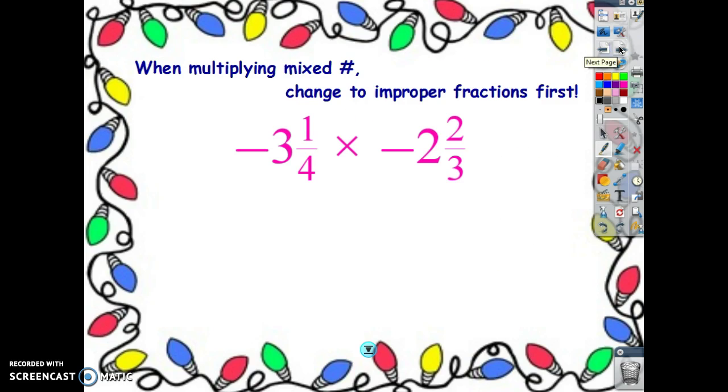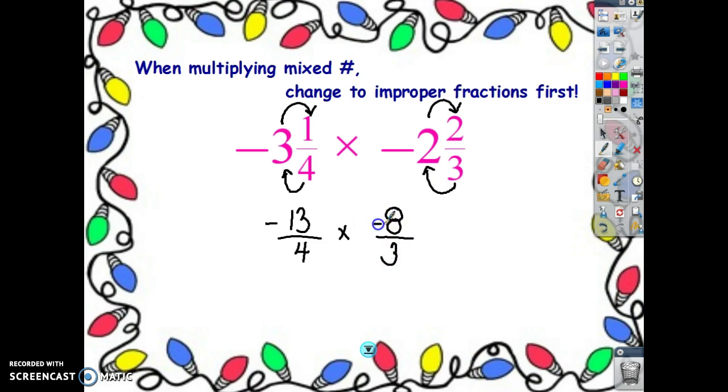Okay, so now when multiplying mixed numbers, we have to change them to improper fractions first. So I call it get mad. You multiply and you add, and then you don't forget the denominator. So 4 times 3 is 12, plus 1, 13, and don't forget that denominator. Okay, and we're going to do the same thing here in negative 2 2/3. You're going to multiply. 3 times 2 is 6, add, plus 2 is 8, and don't forget your denominator. 8 over 3, also negative.